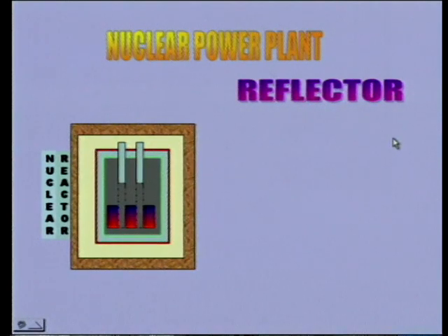What do you mean by the word reflector? Reflector means one which reflects. What does it reflect? It reflects the neutrons that are trying to escape or come out from the reactor core. These neutrons which come out of the reactor core are sent back into the reactor core for fission occurrence. Okay. In this way, we can see that the chain reaction is continued. The main function of the reflector is to reflect back the neutrons.